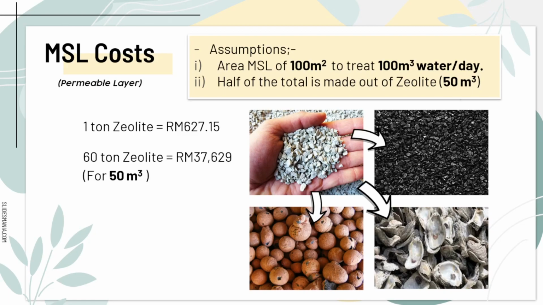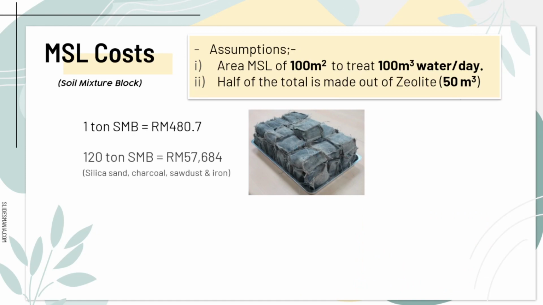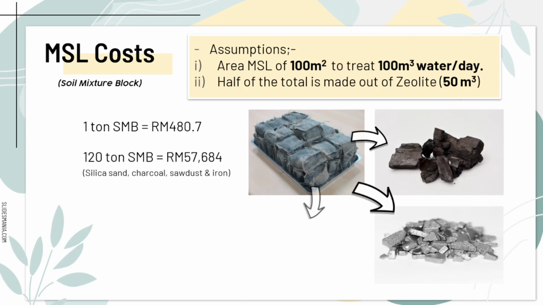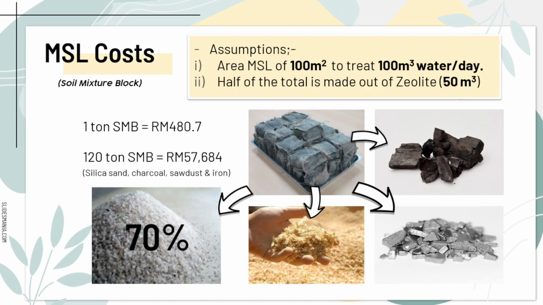To reduce the cost, we can substitute the zeolite with expanded clay aggregates, oyster shells, or even use granular activated carbon. Following that, we have the SMBs, which is the soil mixture blocks. So 1 ton of SMB is 480 ringgit, whereas for 120 ton of SMB, it is 57,684 ringgit. 70% of its composition consists of silica sand, whereas the other 30% consists of charcoal, sawdust, and iron.